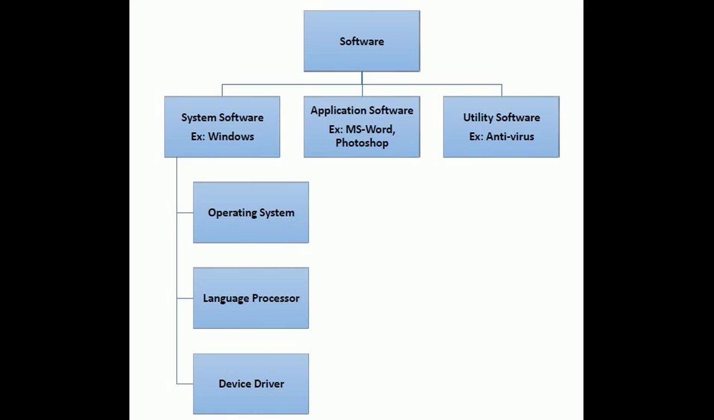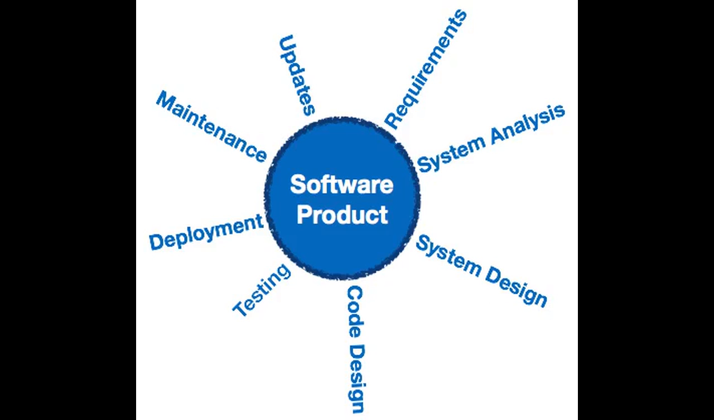Many programs functioning together to do a task make a software. There are three categories of software: system software, for example Windows operating system; application software, for example Photoshop; and utility software, for example antivirus. Software is more than just a program code.